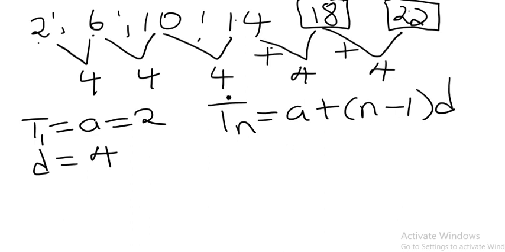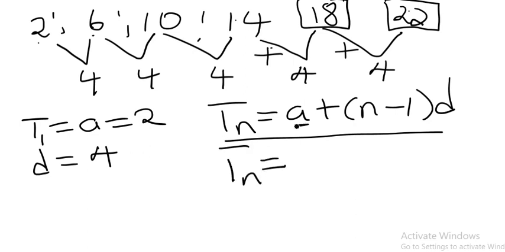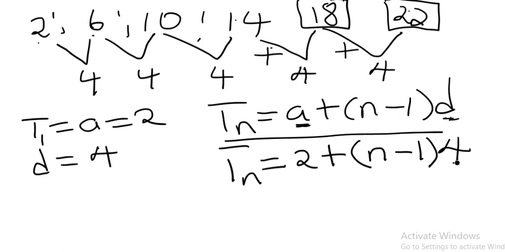So we can do some substitution and then we find the general term. We will say Tn is equal to, where there is A, we're going to write 2 plus, open bracket, n minus 1, close bracket. We multiply by what? By 4, because the value of D there is 4, and that is our common difference.